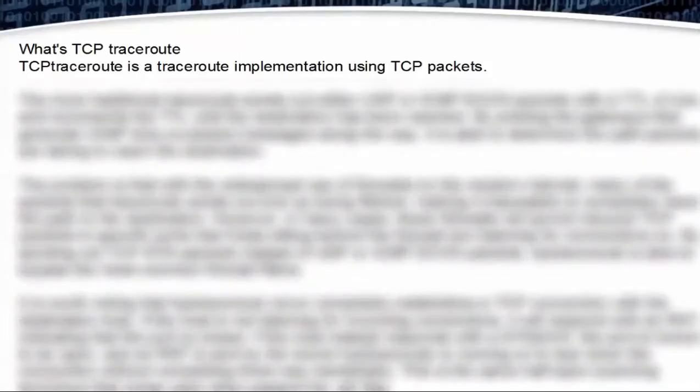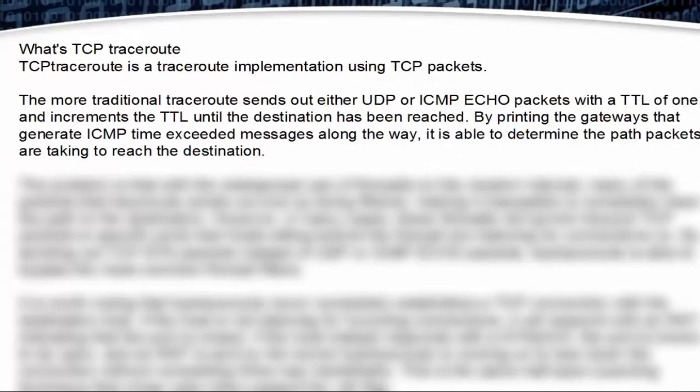What's TCP traceroute? TCP traceroute is a traceroute implementation using TCP packets. The more traditional traceroute sends out either UDP or ICMP echo packets with a TTL of 1 and increments the TTL until the destination has been reached, printing the gateways that generate ICMP time exceeded messages along the way. It is able to determine the path packets are taking to reach the destination.